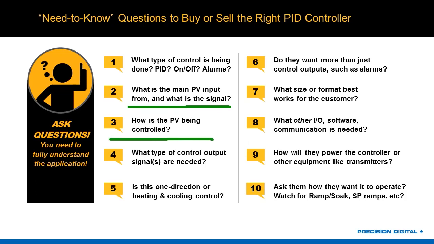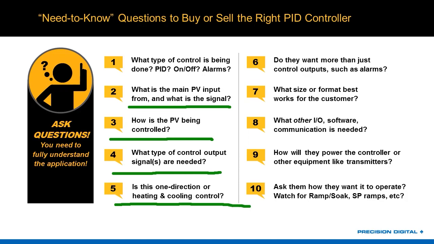How is that process variable being controlled? What is the thing that's going to change to adjust that process variable? Am I opening a valve to add water to a tank? Am I setting an output to a power controller that will control a heating element? Once you know that, you'll know what kind of signal output you need to drive that thing from the PID controller. So you'll know what kind of control output signals are needed.